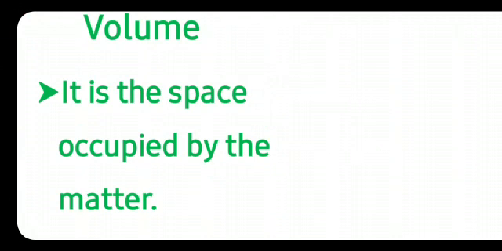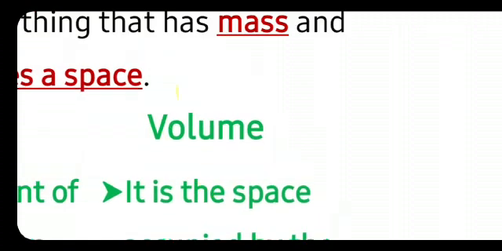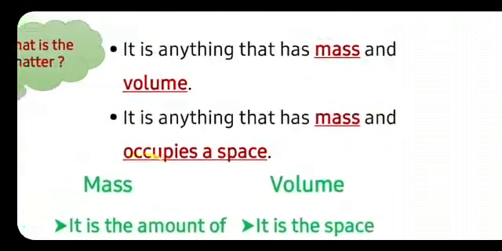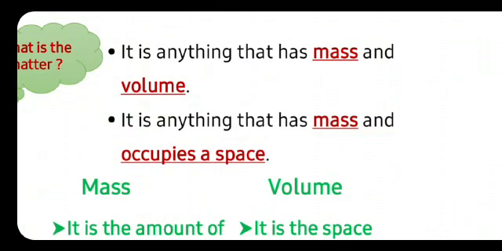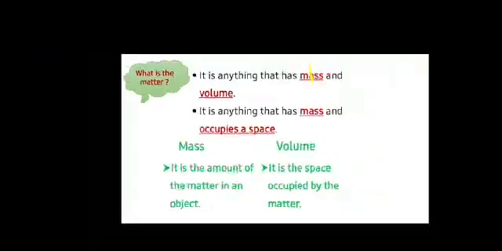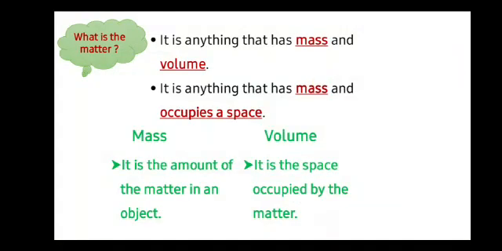So the volume is the space occupied by the matter, or the space taken. To occupy a space means to take a space. The space occupied by this desk is the volume of the desk. So in the definition of matter, anything that has mass and volume, I can replace the word volume and put occupies a space.